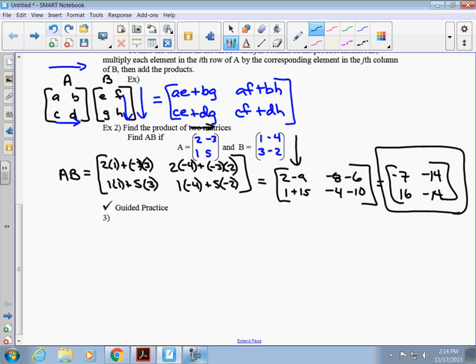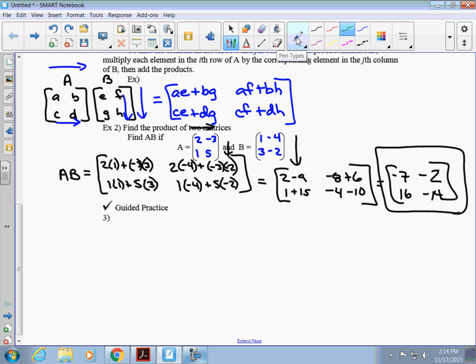oops, I forgot. This should be a negative 2 right here. Right there, that should have been a negative 2, which would have made this plus 6. So this one then would be negative 8 plus 6 is negative 2. And then 16 and negative 14. So there is our matrix.